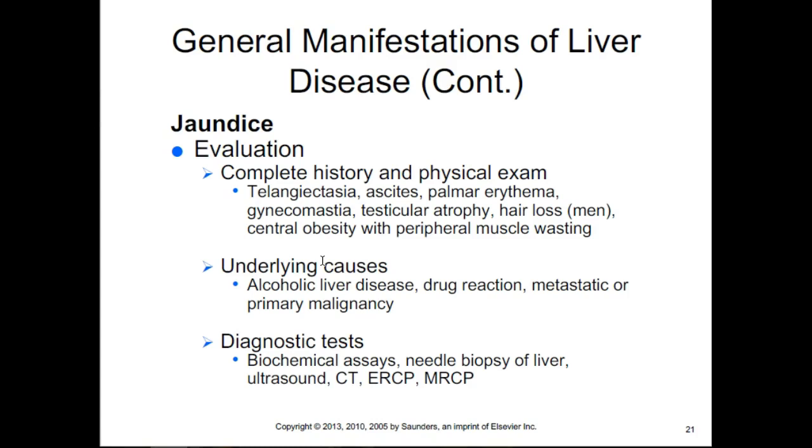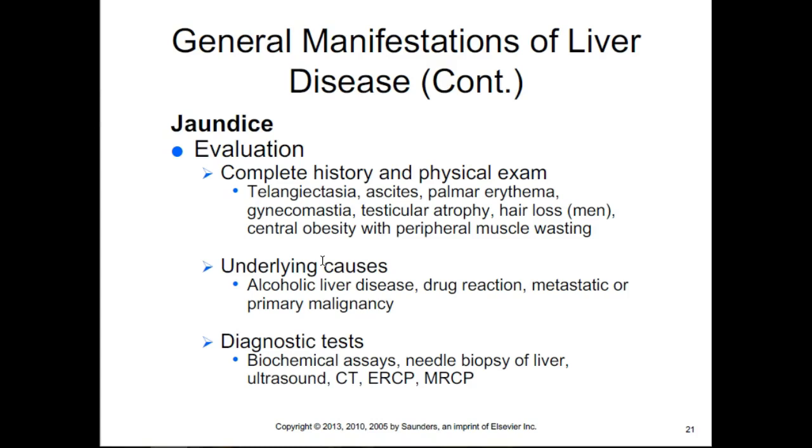So evaluation, so complete history and physical exam, looking for telangiectasias, ascites, palmar erythema, gynecomastia in males, right, which is enlargement of the breast tissue in males, testicular atrophy, hair loss in men, central obesity with peripheral muscle wasting, underlying causes alcoholic liver disease, right, drug reactions, metastatic or primary malignancy.